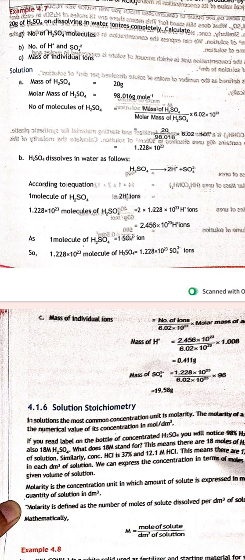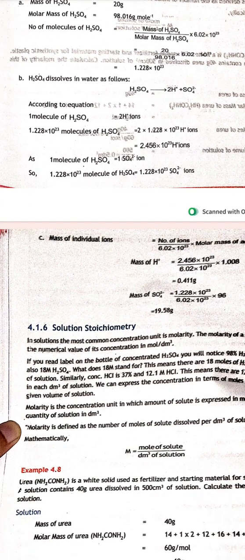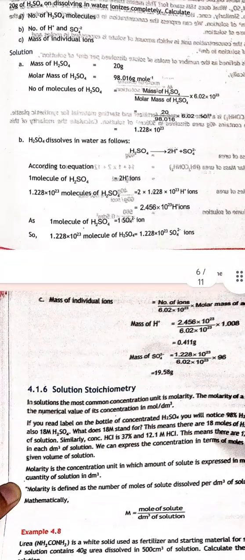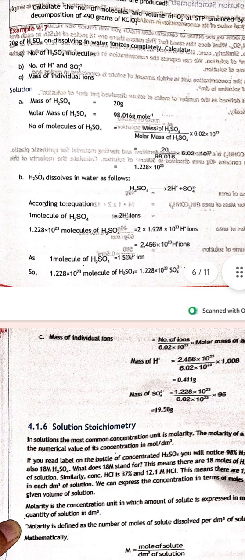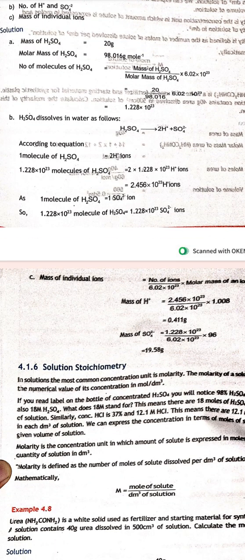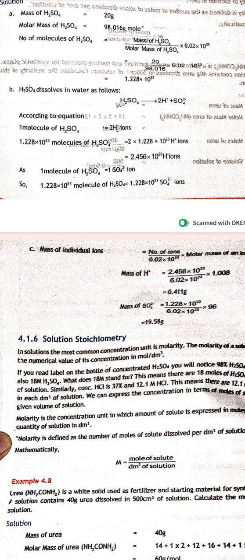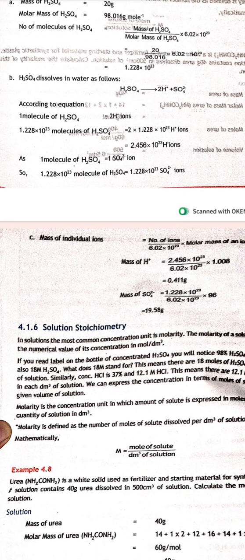In the next one we are doing the same. This is the equation, and we have 20 grams of H2SO4 dissolving in water and ionizing completely. We have to calculate the number of H2SO4 molecules, the number of H+ and SO4 2- ions, and the mass of the individual ions. Mass of H2SO4 is 20 gram, molar mass is 98.016, and number of molecules is mass over molar mass into 6.02. So 20 divided by 98.016 multiplied by 6.02 into 10 to the power 23 is equal to 1.228 into 10 to the power 23.